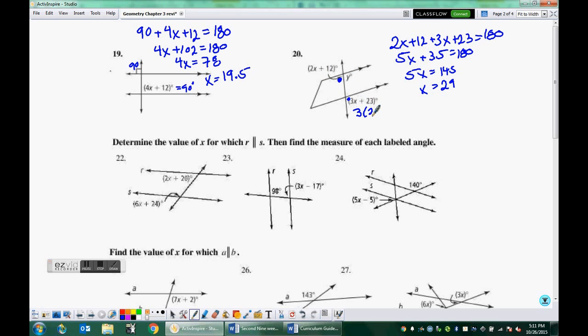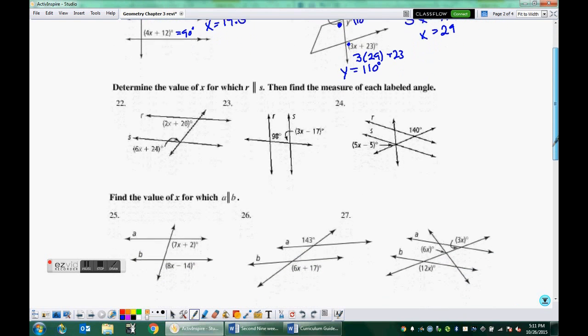Okay. Now when I go to plug in, 3 times 29 plus 23 gives me an angle of, let me do the math here real quick, 87 plus 23, which is 110. And you'll notice it corresponds with angle y. So corresponding angles are going to be equal. So that means y also has to be 110. Okay. If I were to plug back in, 2 times 29 plus 12 should have gotten me to 70 degrees.